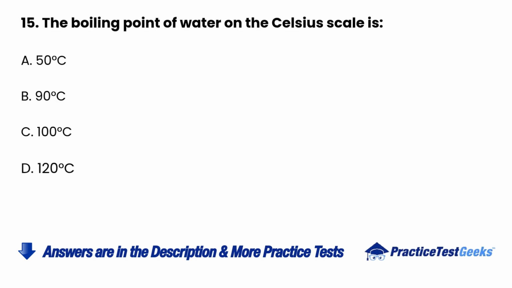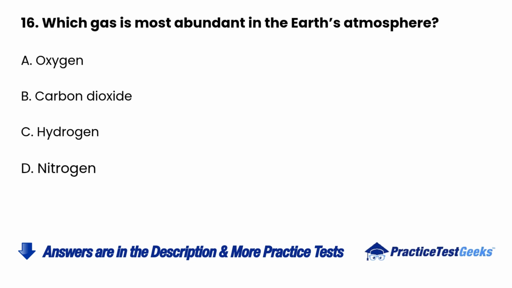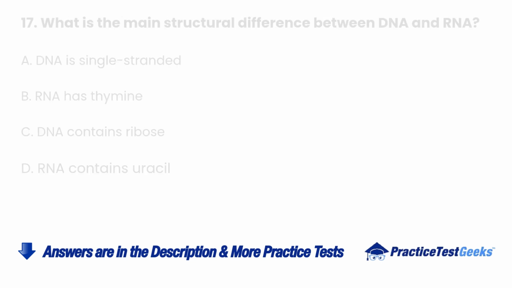15. The boiling point of water on the Celsius scale is A. 50 degrees Celsius. B. 90 degrees Celsius. C. 100 degrees Celsius. D. 120 degrees Celsius. 16. Which gas is most abundant in the Earth's atmosphere? A. Oxygen. B. Carbon dioxide. C. Hydrogen. D. Nitrogen.